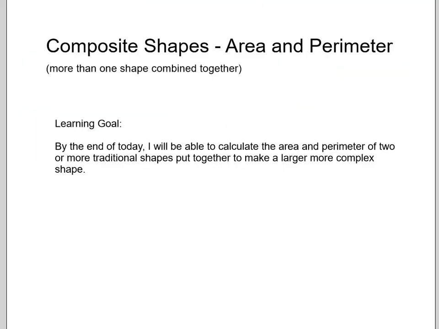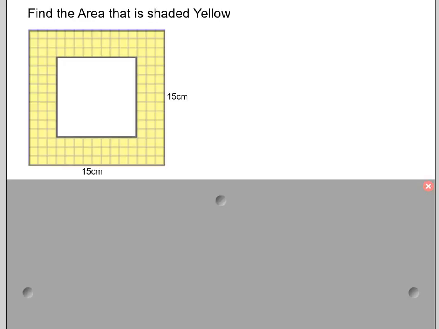Today we're going to jump into composite shapes, and this is combined shapes, so more than one shape combined together, and we're going to use that to find the area and perimeter. So we'll start off with something a little straightforward. Find the area that is shaded in yellow. Okay, so now there's a couple ways to do this. You could chop this up and have 4 rectangles. That would be one way you could do this problem.